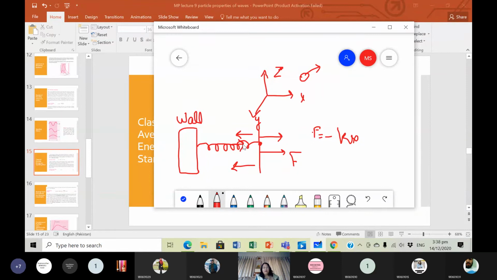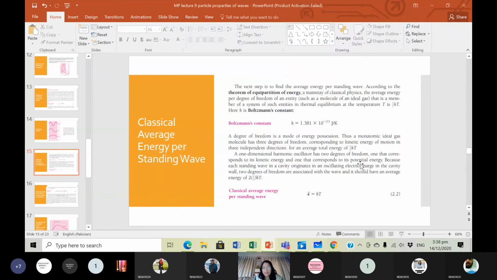The kinetic energy will be calculated by its instantaneous velocity at any particular point, plus its potential energy at that point. The total energy has 2 degrees of freedom for a one-dimensional harmonic oscillator, one corresponding to its kinetic energy, one corresponding to its potential energy. So we have 2 degrees of freedom here.